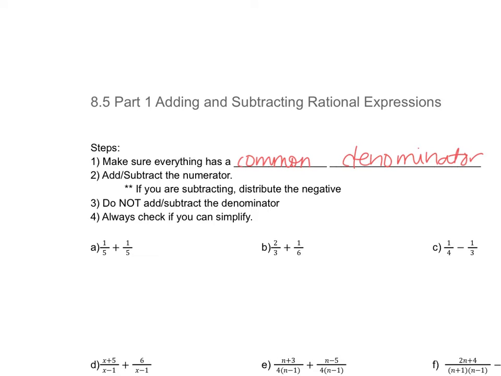Then add or subtract the numerator. If you are subtracting, distribute the negative. Then do not add or subtract the denominator, so you only do the top part. And then of course, always check if you can simplify.